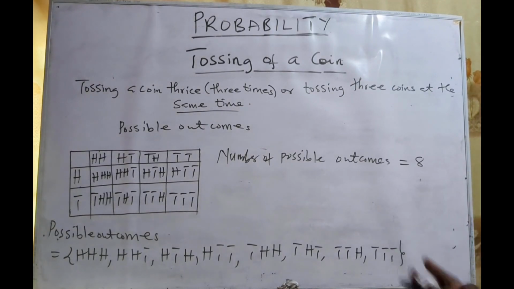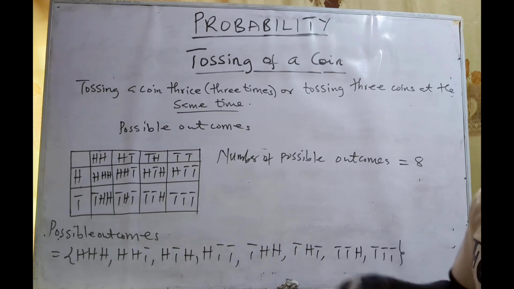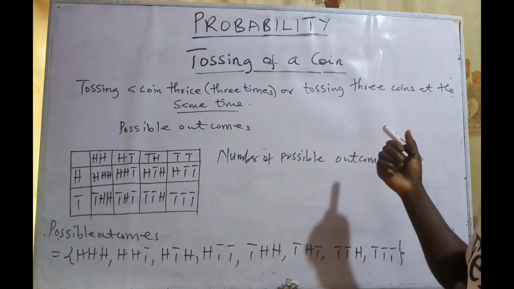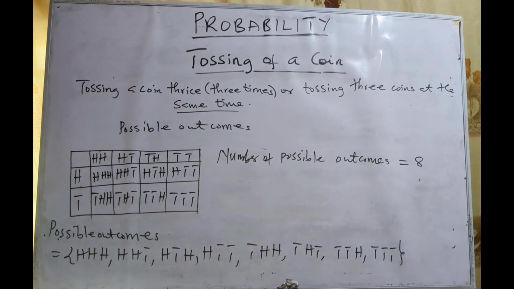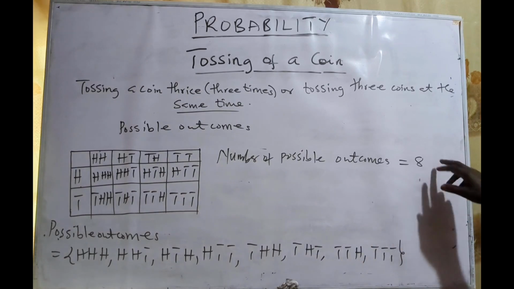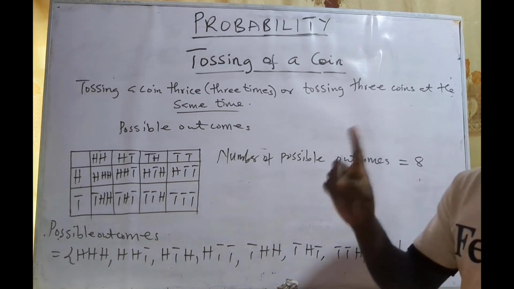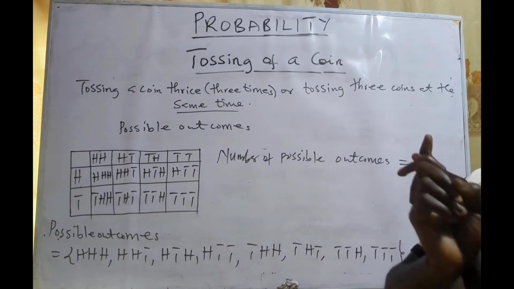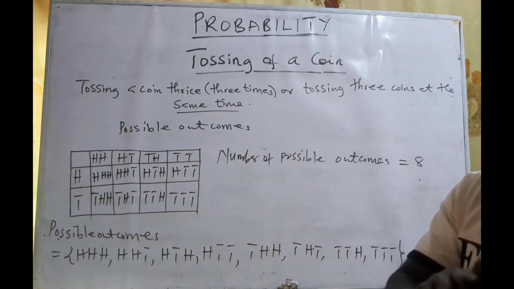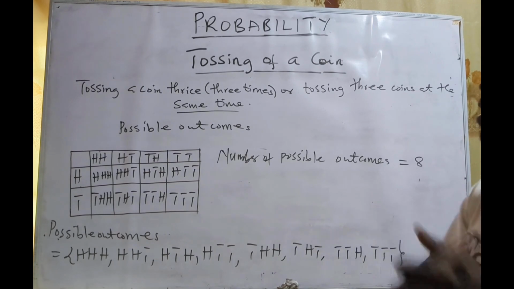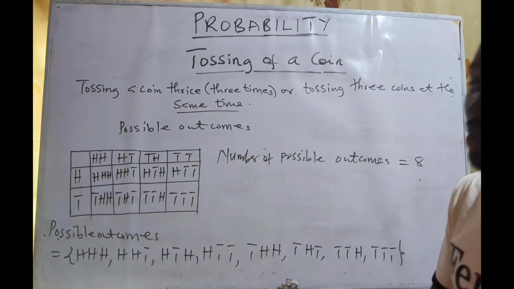So when we are dealing with tossing 3 coins once, or when you toss 1 coin 3 times, the number of possible outcomes is 8. You realize that with the first, tossing a coin once, the number of possible outcomes was 2. Tossing a coin twice, the number of possible outcomes was 4. And tossing a coin 3 times, the number of possible outcomes is 8. So you are seeing it's following a certain pattern.